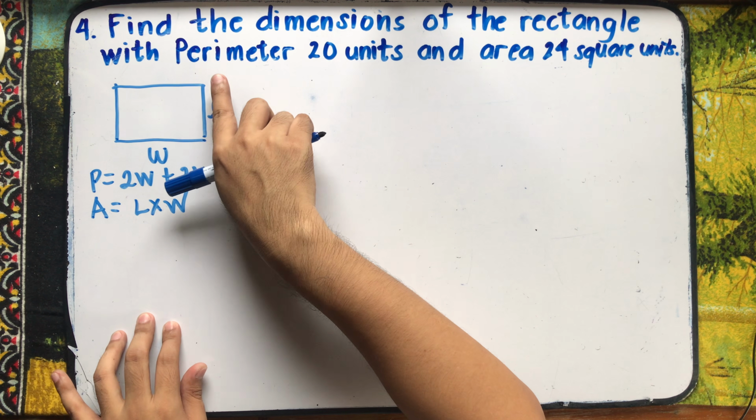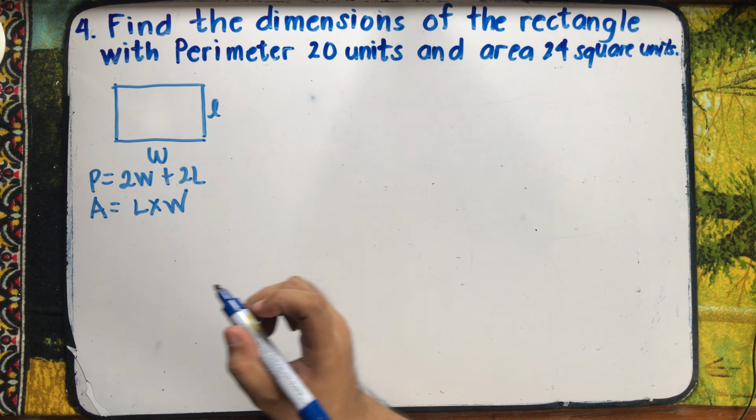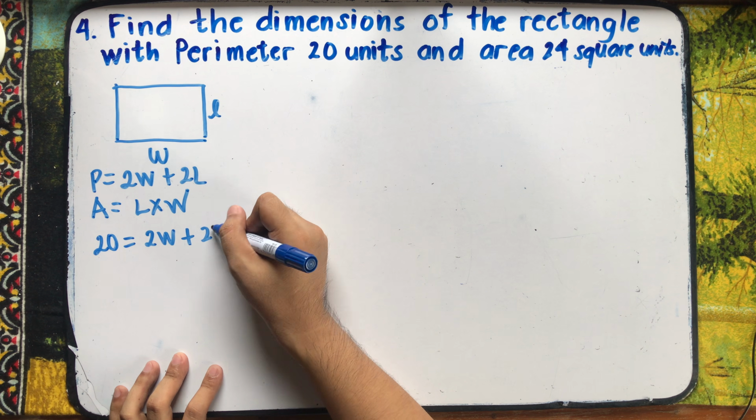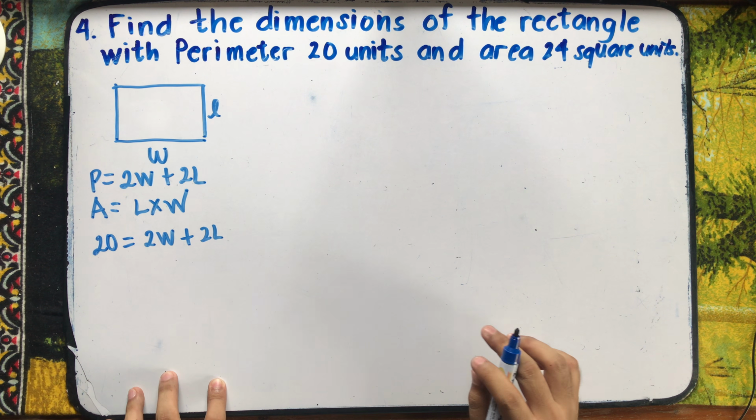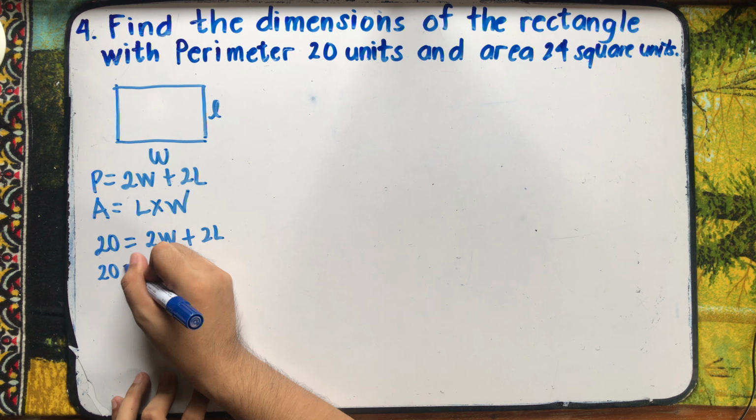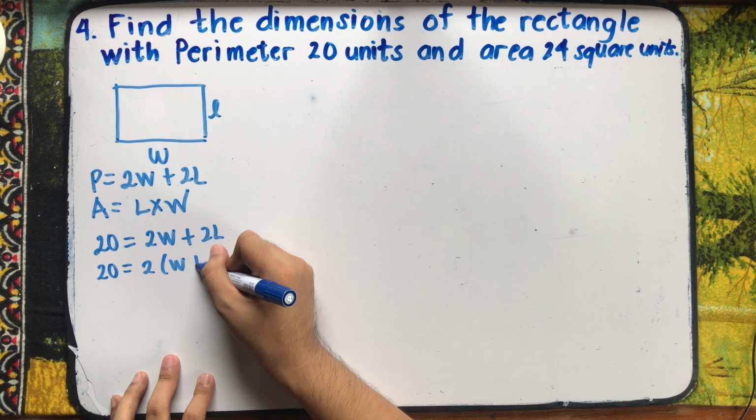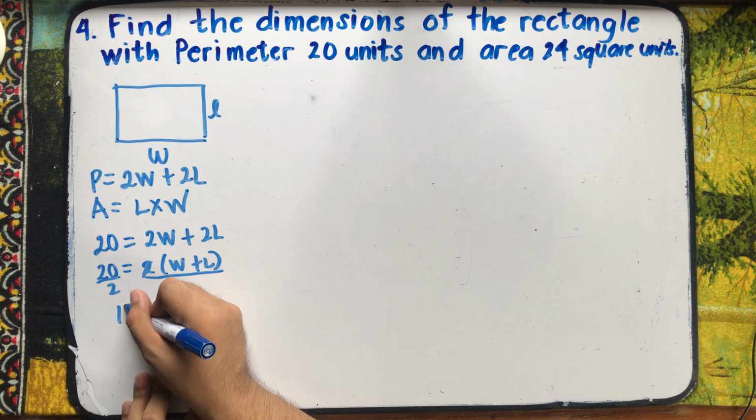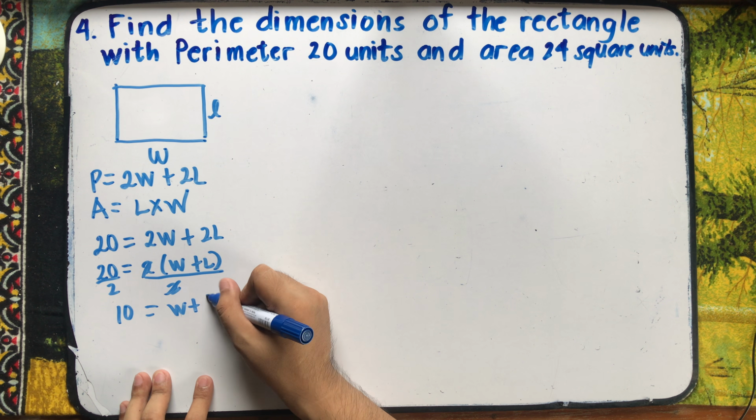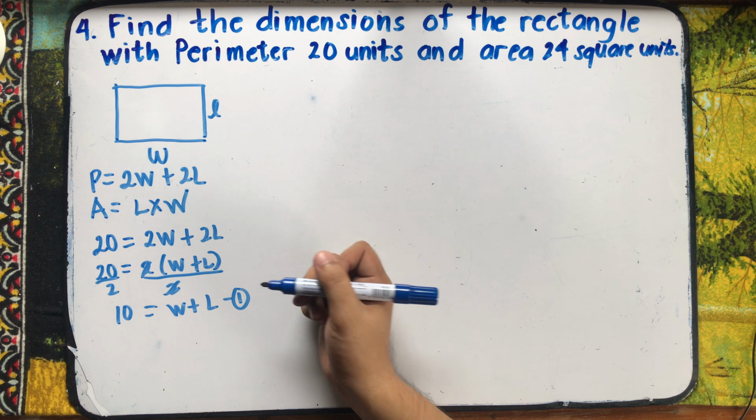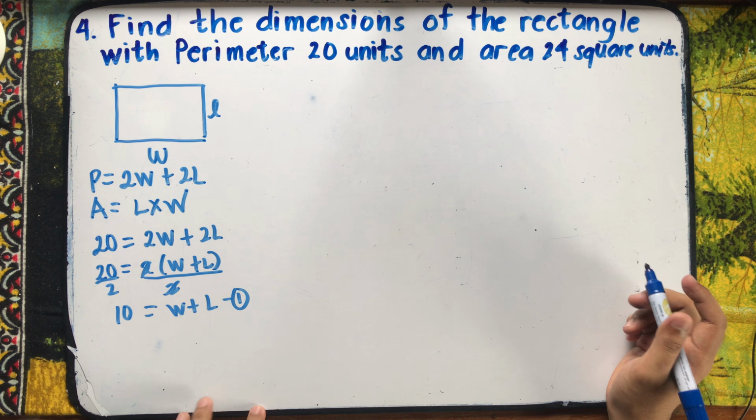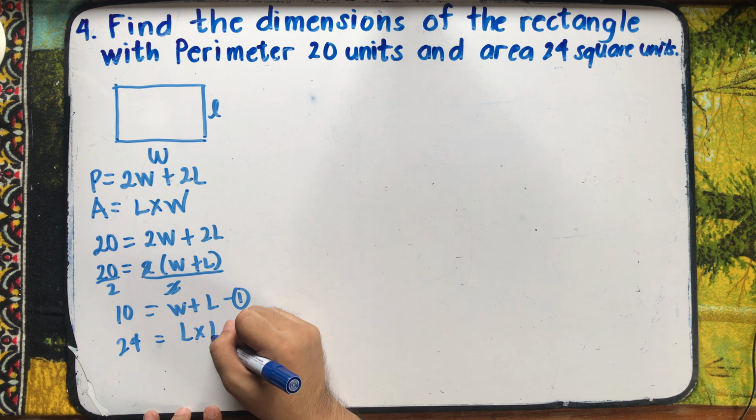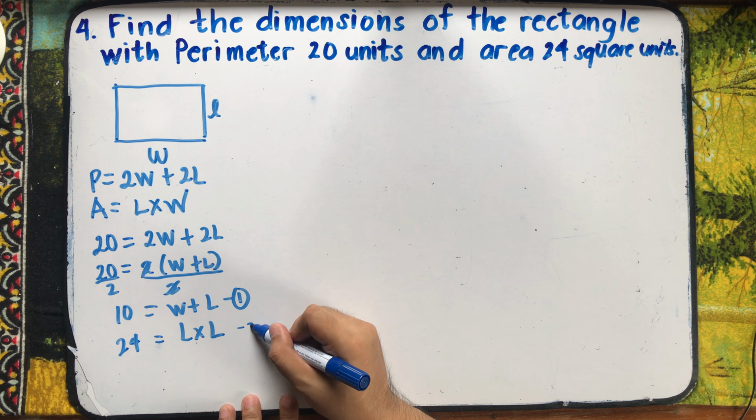Okay, so with perimeter 20 units, therefore, 20 is equal to 2W plus 2L. But we could say that 2 is a factor. Therefore 20 is equal to 2 times W plus L. Divide both sides by 2, therefore 10 is equal to W plus L. This is our first equation. For the second equation, area is equal to 24 square units. Therefore, 24 is equal to length times width. So that is our equation number 2.